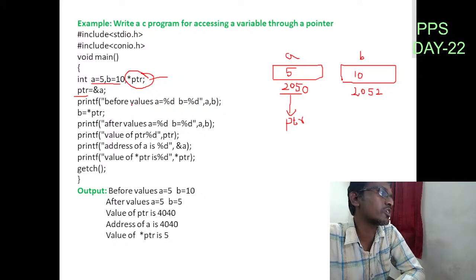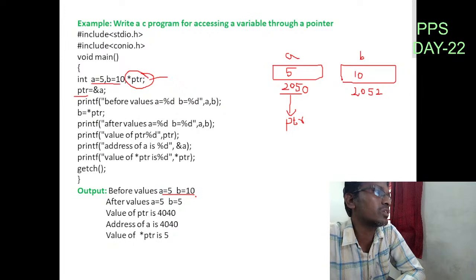Now I am going to display the before values of a and b: printf("before values of a is equal to %d and b is equal to %d", a, b). The output will be a is equal to 5 and b is equal to 10.